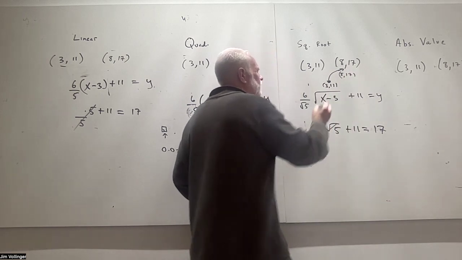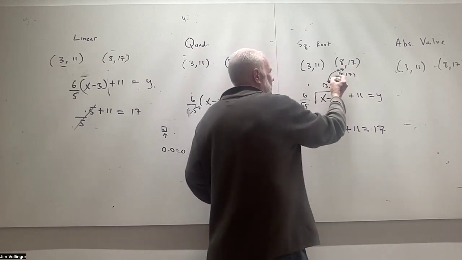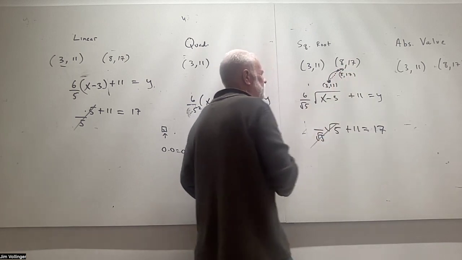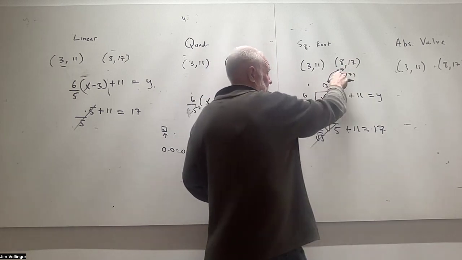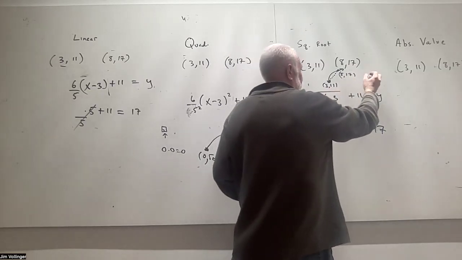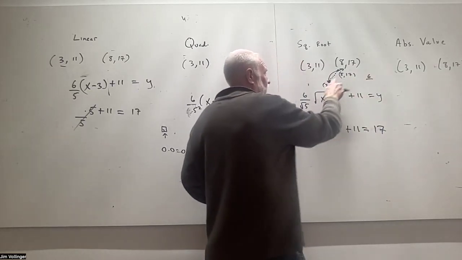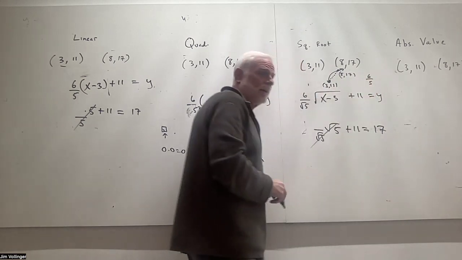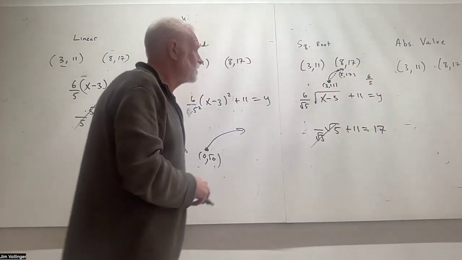And I said I'd talk about average rate of change. I haven't done that yet. The average rate of change between those is the slope of the line segment that connects those two. To get from 11 to 17, you've got to change by 6, and from 3 to 8, you've got to change by 5. I guess you could see that.